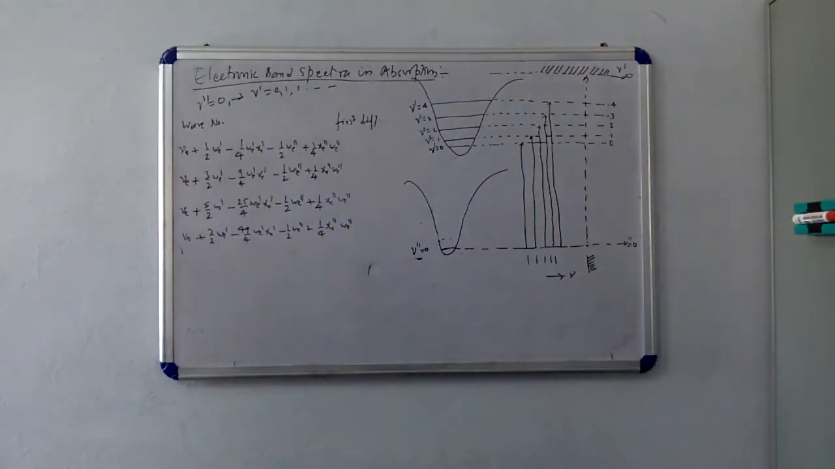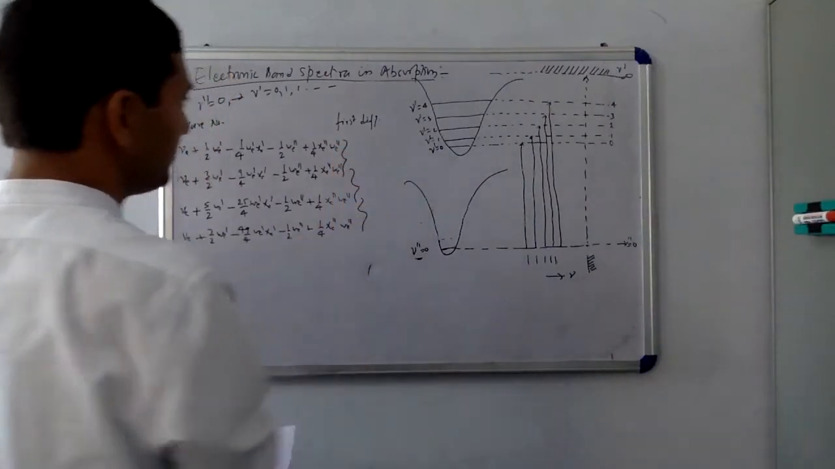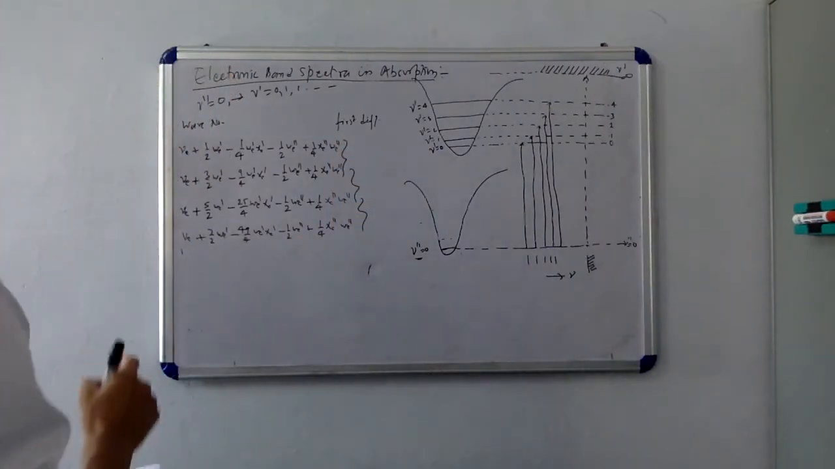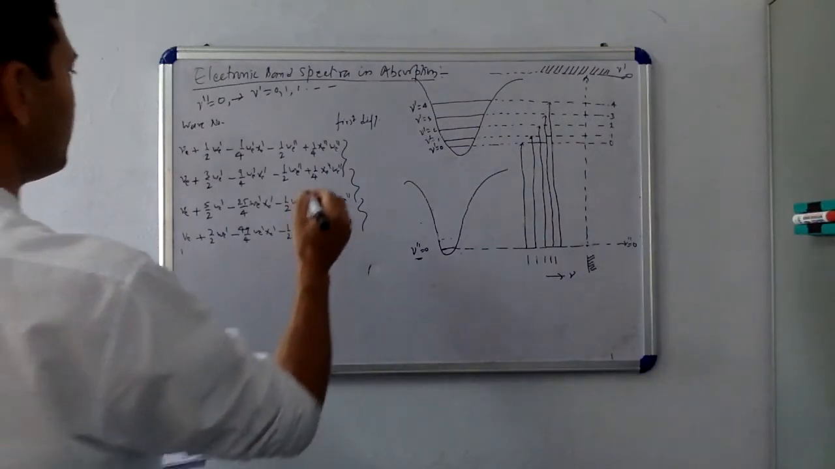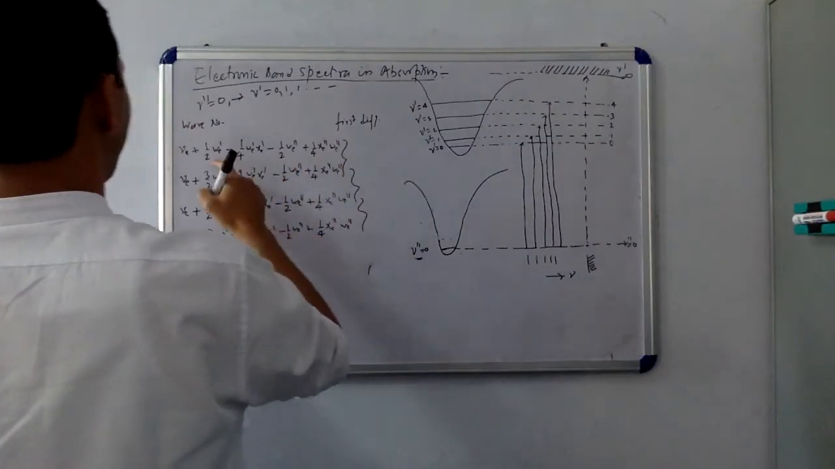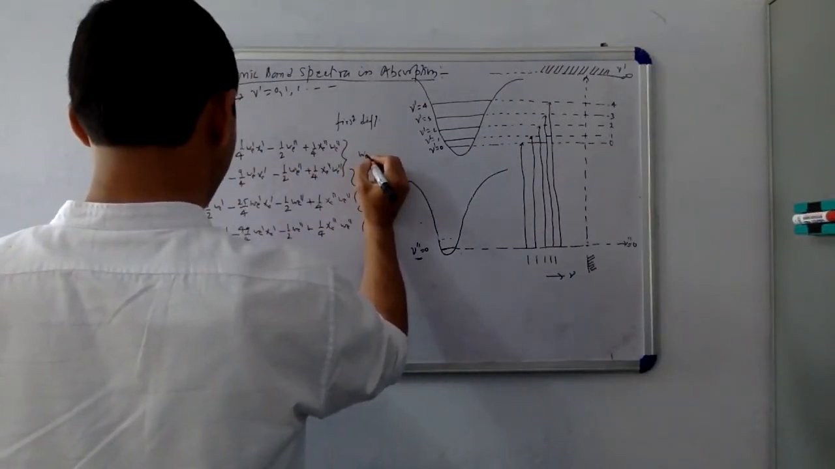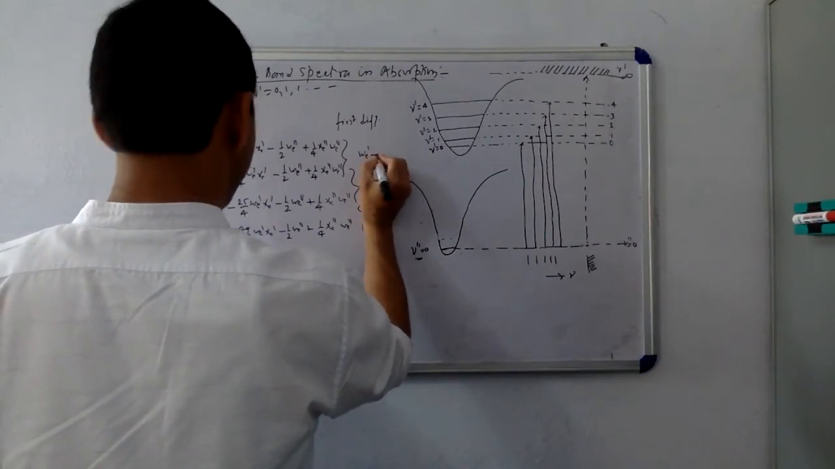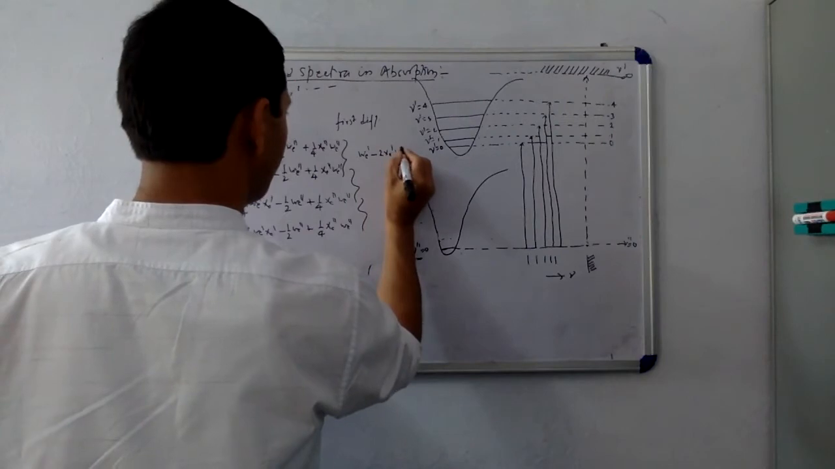Now if you look at the first difference between this and this, once you subtract them, what you will get is simply this minus this, which is ωE' minus 2 xE' ωE'.